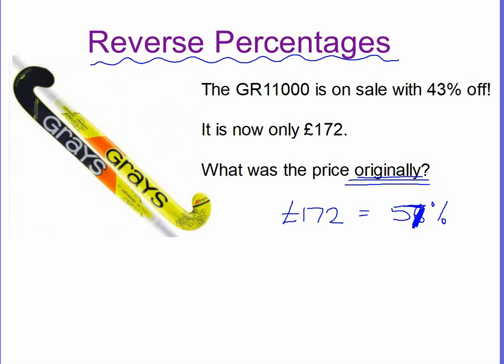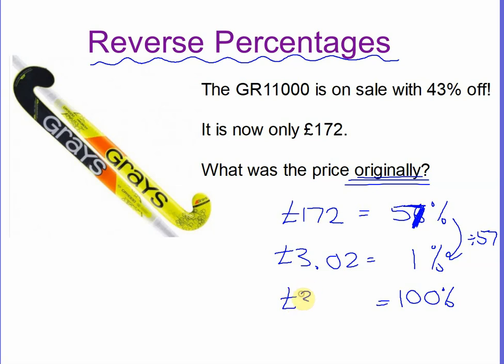Okay, so you write a fact that you're given, you then find 1%, and we're going to do that by dividing by 57 because we have 57%. So if I divide 172 by 57, I get £3 and 2 pence. Okay, so now I times that by 100 to get 100%, and it's £301 and 75 pence.